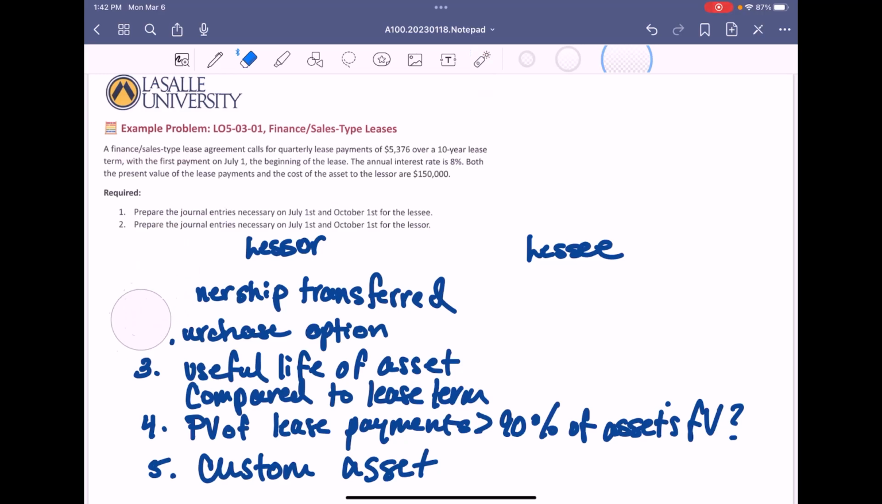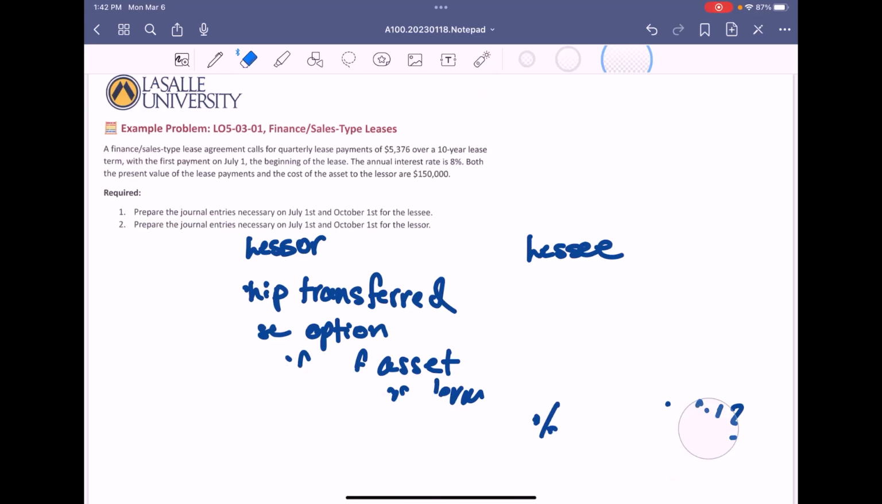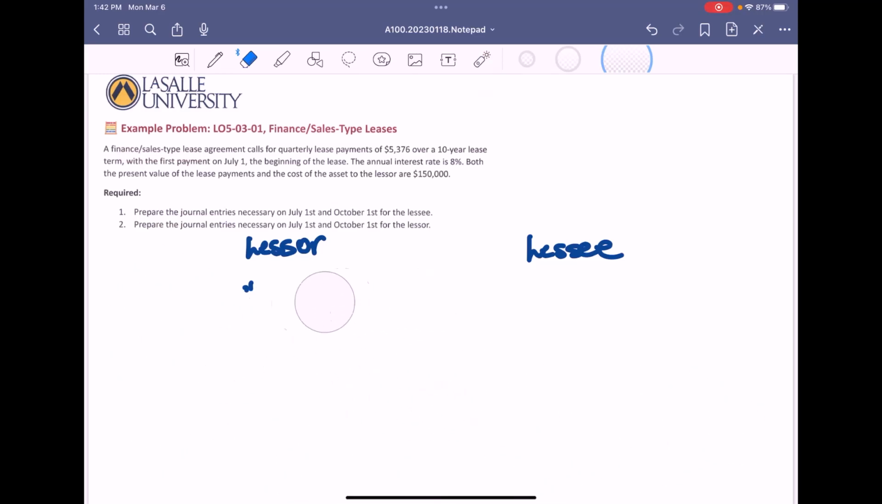All right, so let's get back into the accounting here, and let's look at the journal entries. Let's look at the lessor and the lessee, and I think it would make more sense if I put the lessee on this side. Let's consider the borrower first. So we're going to have the lessee and then the lessor, and then prepare the journal entries.